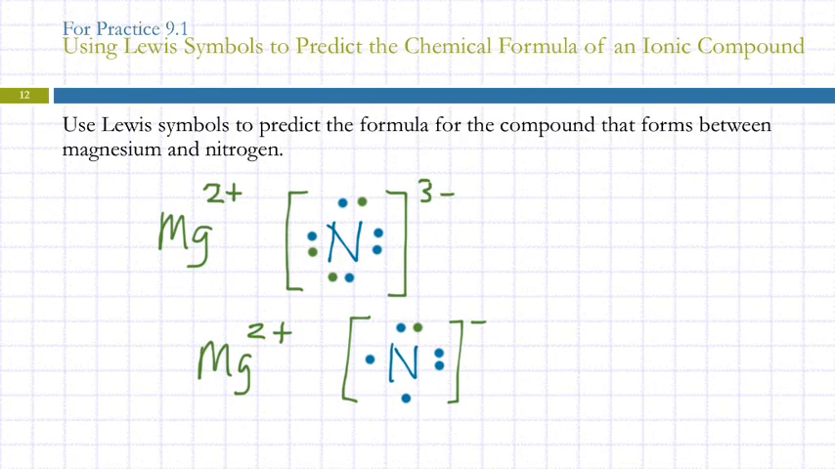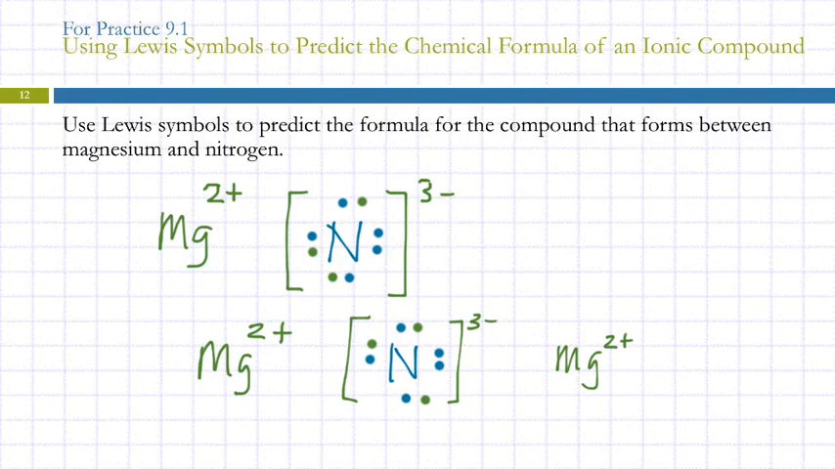Gotta keep going. Another magnesium atom, sorry. There's another magnesium atom. Nitrogen needs 2. This magnesium has 2. Oh, end is in sight, right? So we take those away, give them to this nitrogen. Now the nitrogen has a 3- charge, and the magnesium has a 2+ charge.